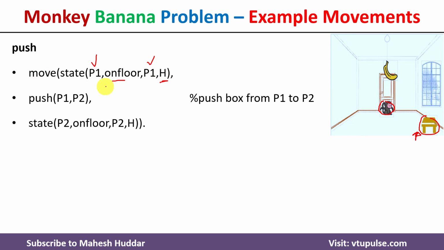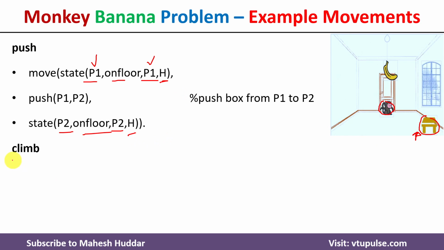So whenever the monkey pushes the box from one position to another position, it will go from P1 to P2. Whenever it goes from P1 to P2, the box will also move from P1 to P2. That's the reason it is P1 here and P2 here. And the monkey will still be present on the floor here. It is not present on the top of that box here. And the last component, we don't care about at this particular position in this case.